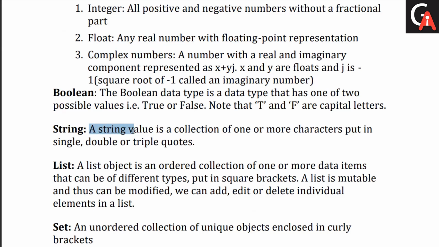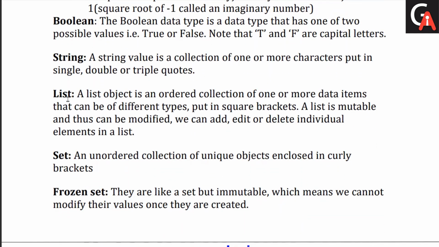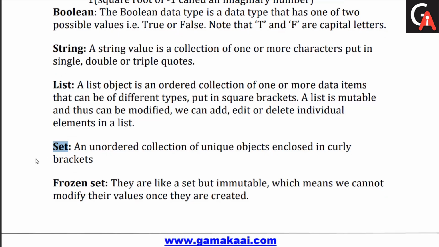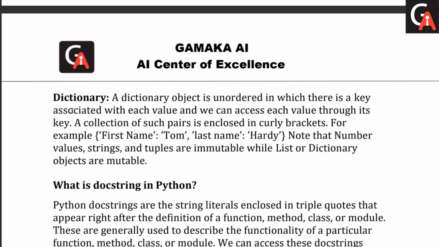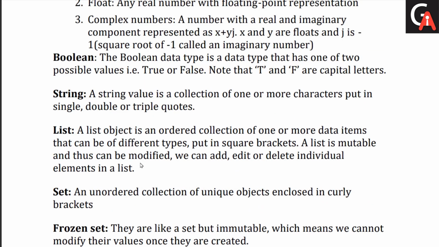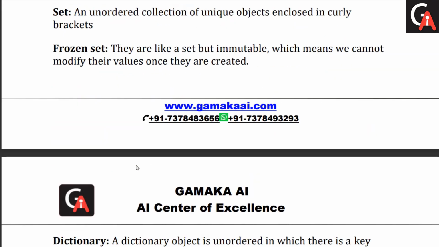Then we have a string, a sequence of characters within the quotes. Then we have collection types: list, set, frozen set, and dictionary, which is a key-value pair. So these are the different data types we have in Python.